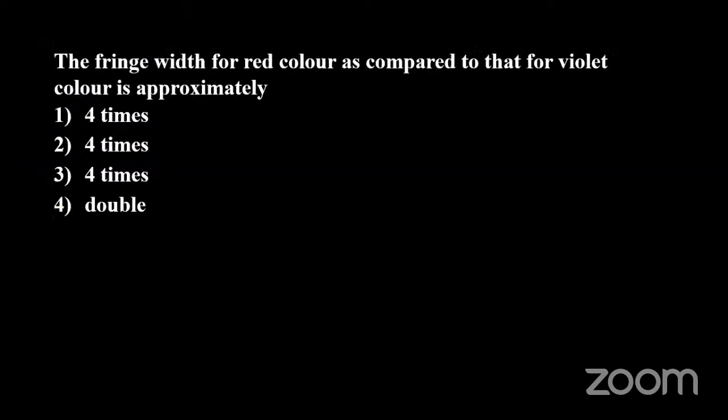It is inversely proportional. Now, the fringe width of red color as compared to the violet color is approximately? If fringe width is directly proportional to lambda, then we need the wavelengths of violet and red, the extremes. Wavelength of violet is around 380 nanometer, whereas wavelength of red will be around 560 nanometer. If they ask how many times the fringe width of red is compared to violet, 560 by 380 is approximately 2 times. So it is double the initial value.